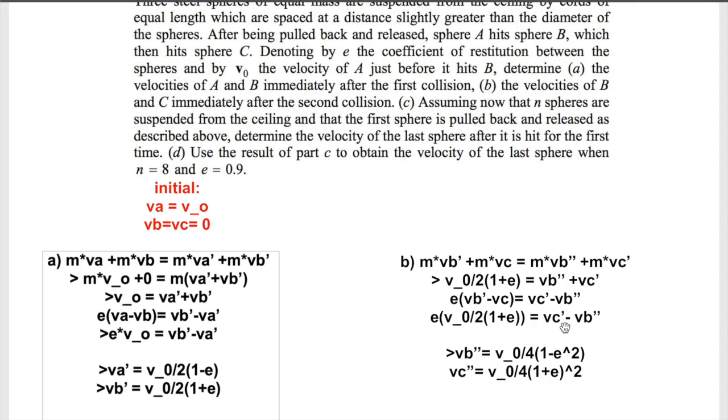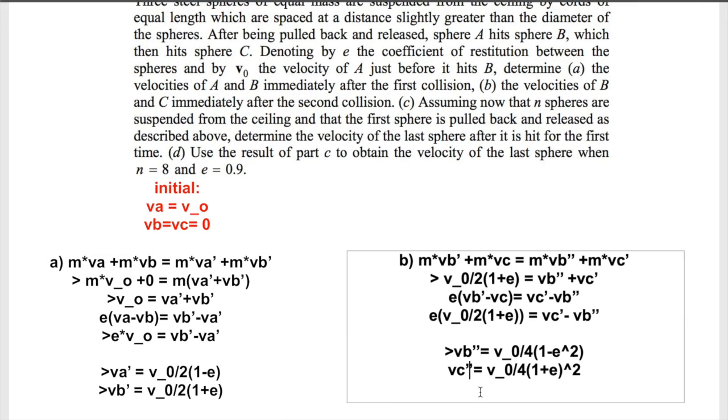In the same way, we can solve for either VC after hit or VB after 2 hits, and then solve the equations. In this instance, we get VB after 2 hits equals the initial velocity divided by 4 times 1 minus E to the power 2, and VC after hit equals V naught divided by 4, 1 plus E to the power 2.